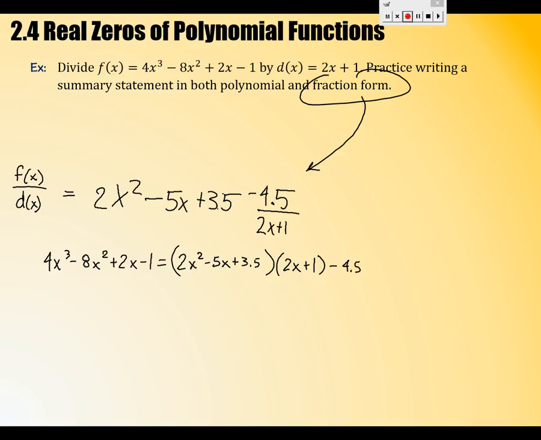If we had done this division and this remainder was not negative 4.5, it was plus 0, what have we just found? It means that the divisor is a true factor of the original. What I have written here in polynomial form is not just the reporting of our division. If this is 0 here, then it's also the factorization of the polynomial. If this is plus nothing, right? Which is a powerful idea.